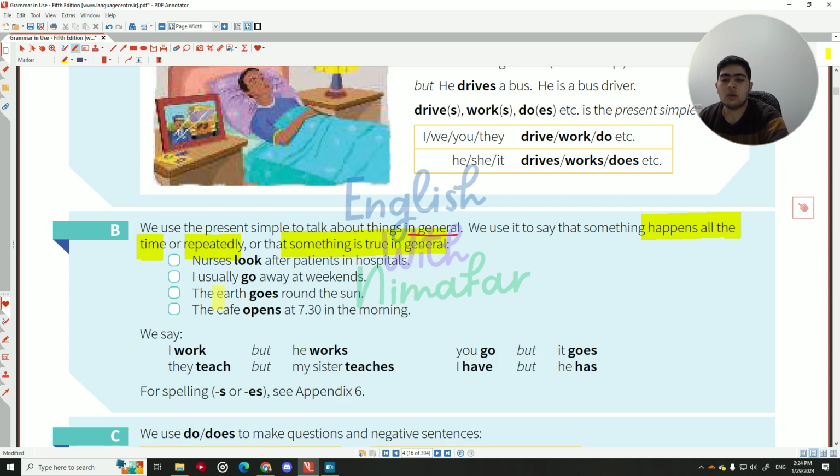I usually go away at weekends. The earth goes around the sun. The cafe opens at 7:30 in the morning.